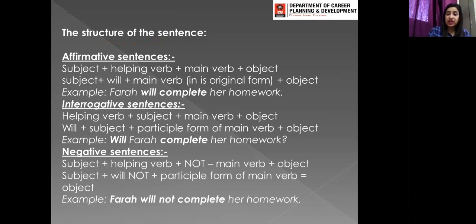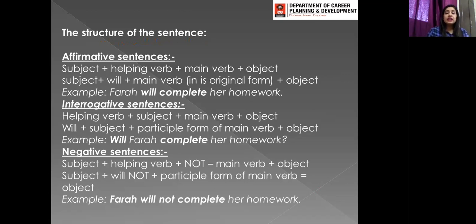We have three different categories of sentences. One is affirmative, that is positive in nature. Then interrogative, which asks a question. The question sentences are known as interrogative sentences. And then the negative one, where the sentences are telling no.